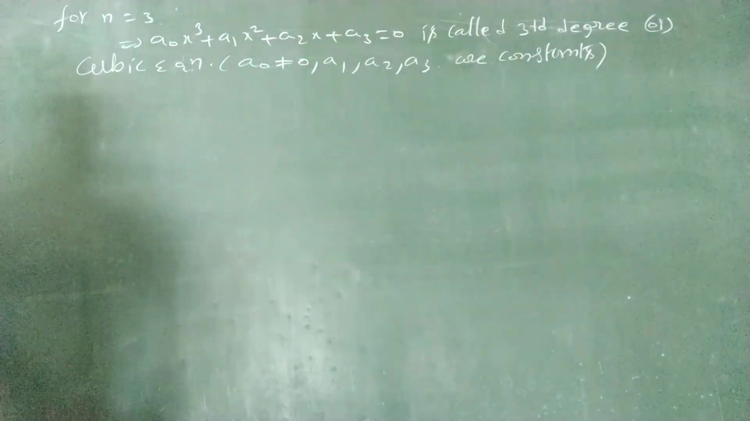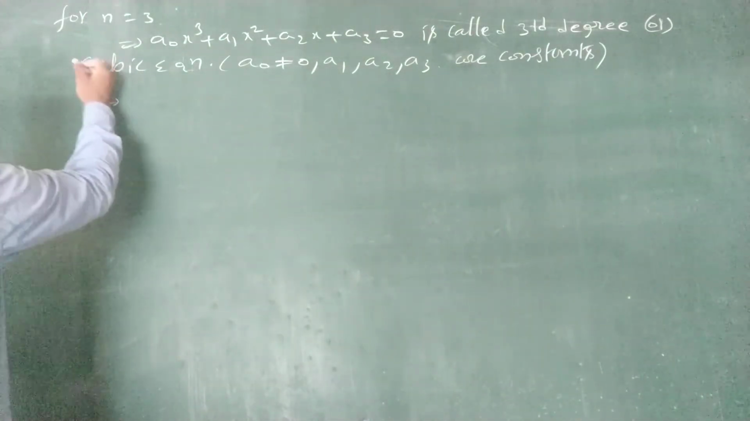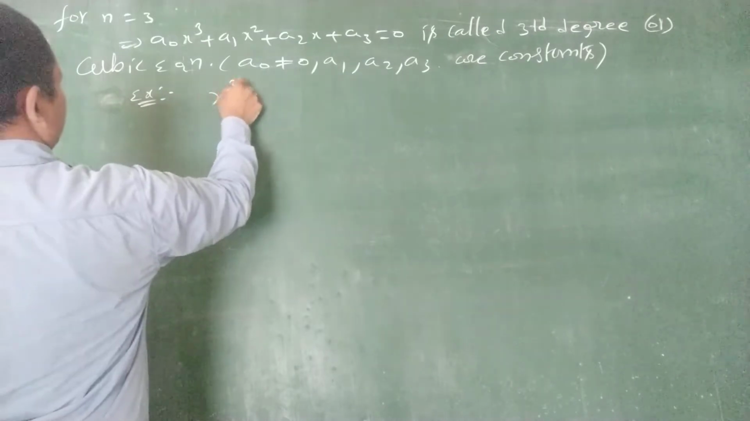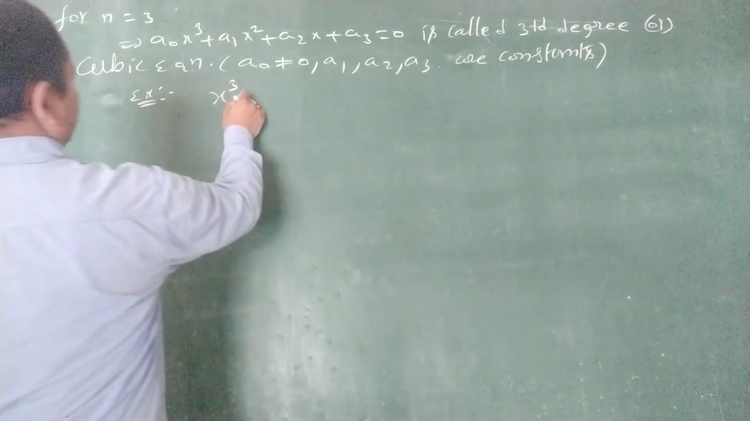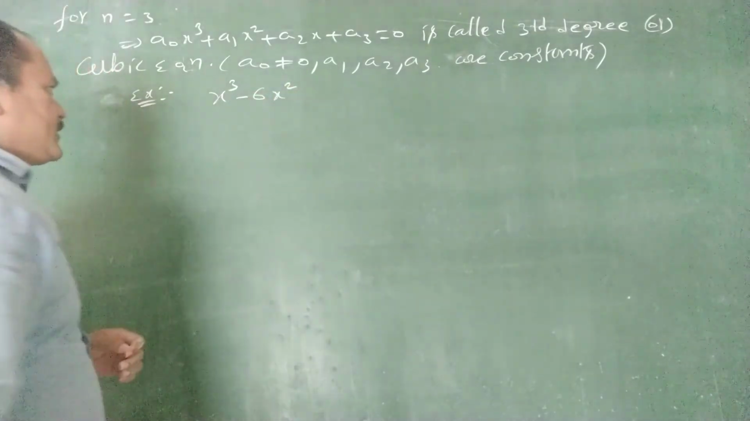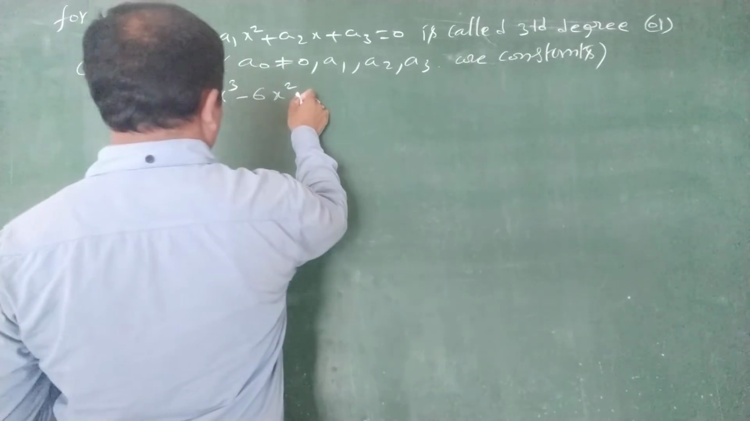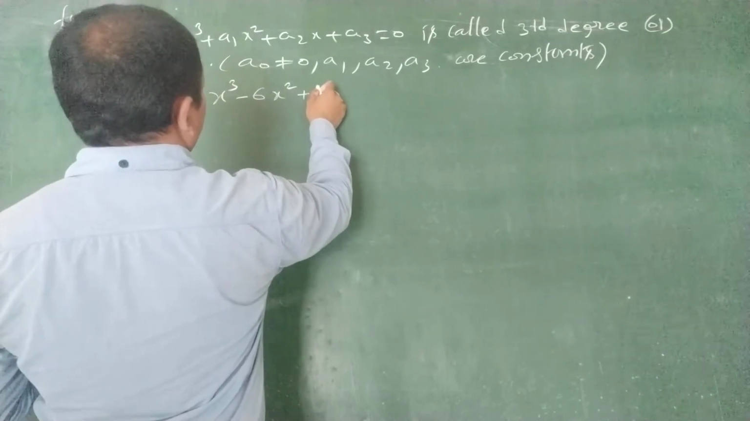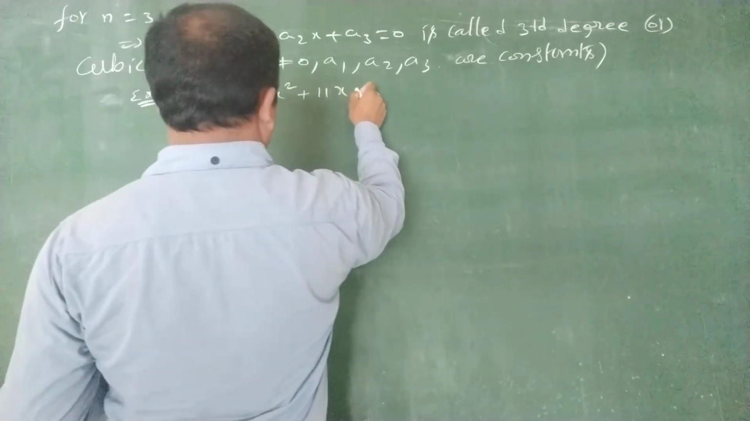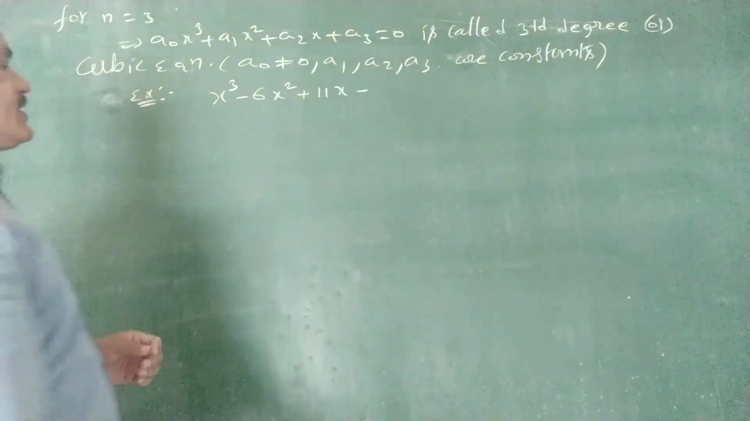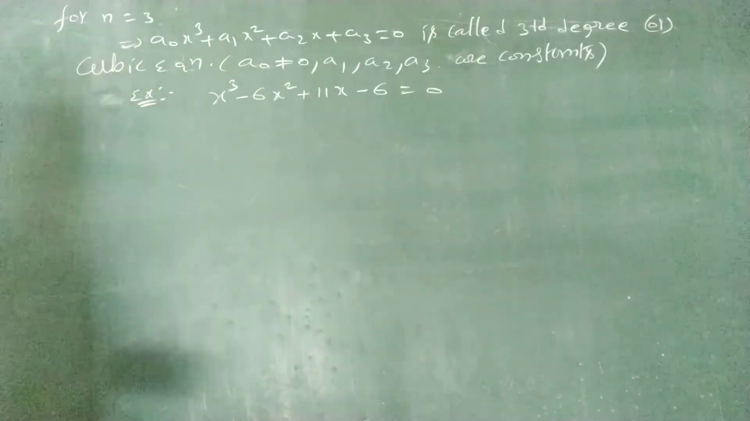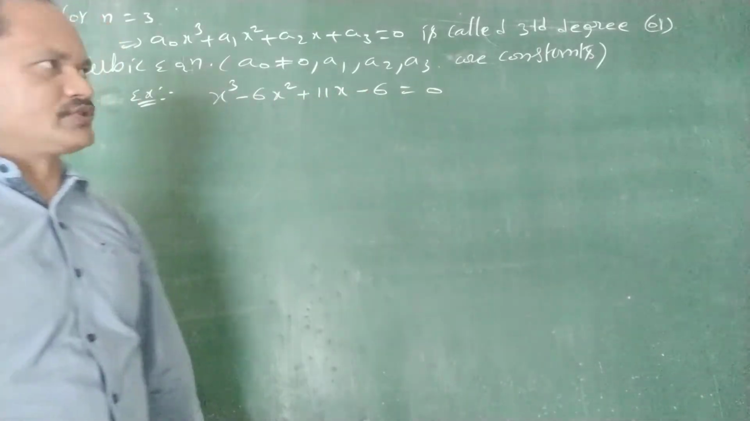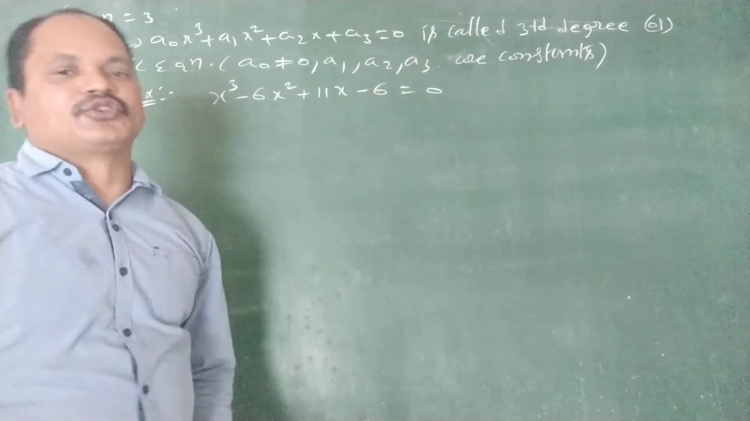Now, an example for this one: x cube minus 6x square plus 11x minus 6 is equal to 0. So, this is the cubic equation.